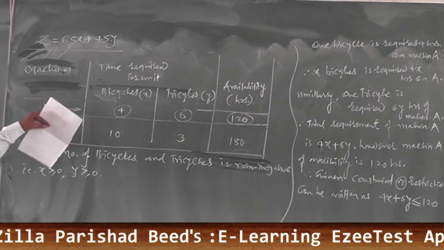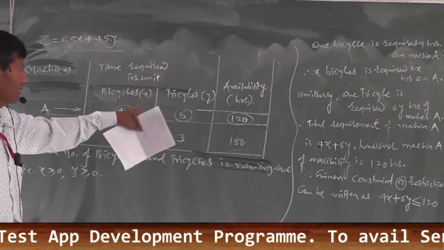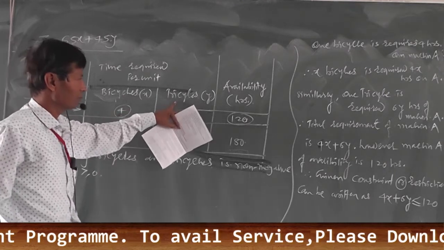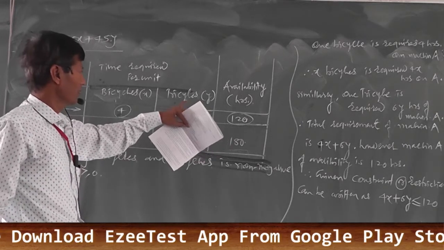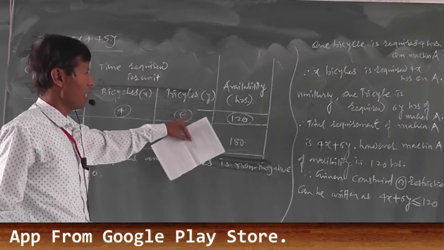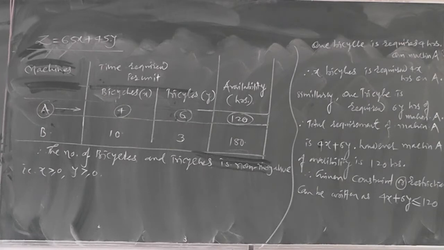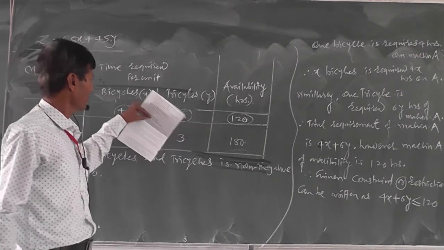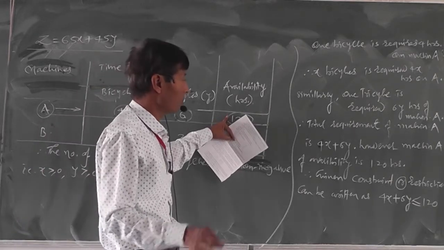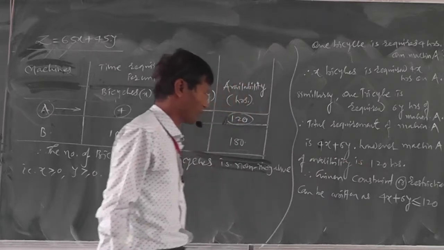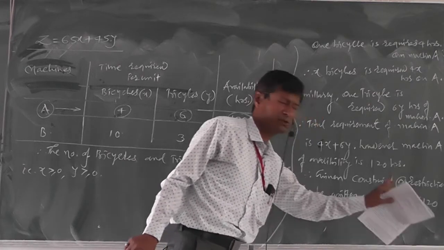First condition, one bicycle requires 4 hours on machine A, then x bicycles is 4x. Similarly, one tricycle requires 6 hours on machine A, means 6y hours on machine A. Then total requirement of machine A is 4x for bicycles, 6y for tricycles, and total availability in hours for machine A is 120 hours. Then first constraint for machine A is 4x plus 6y is less than or equal to 120.